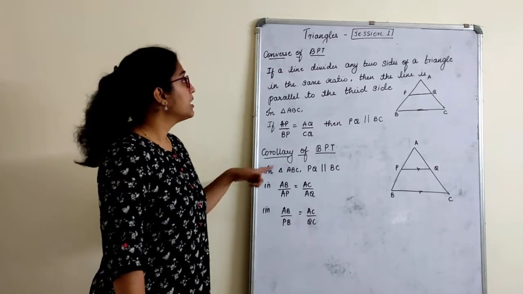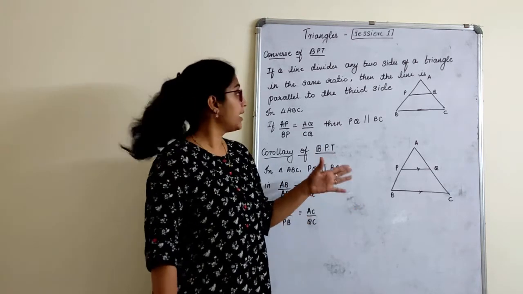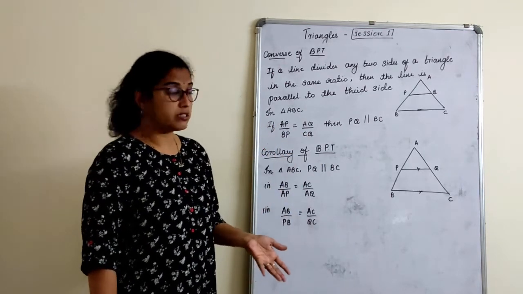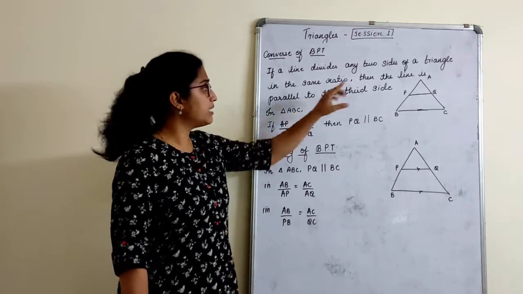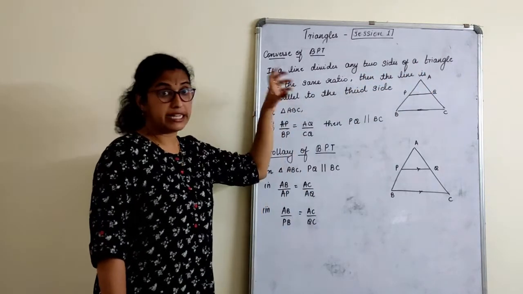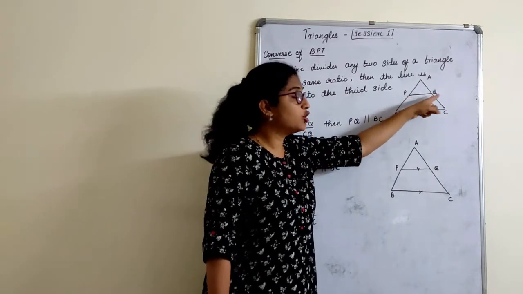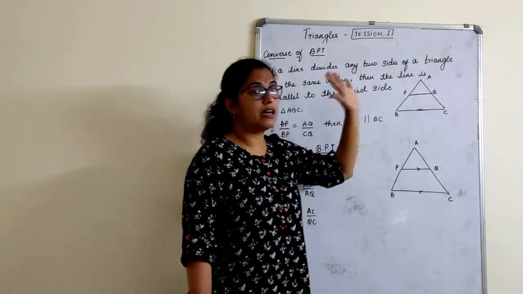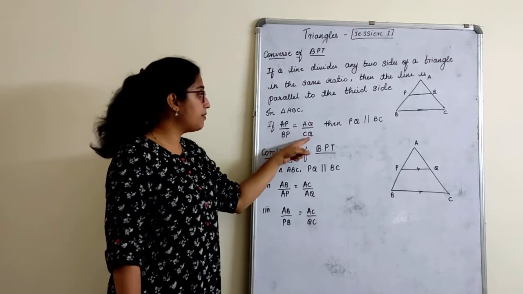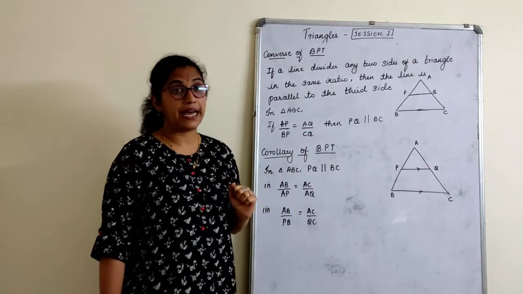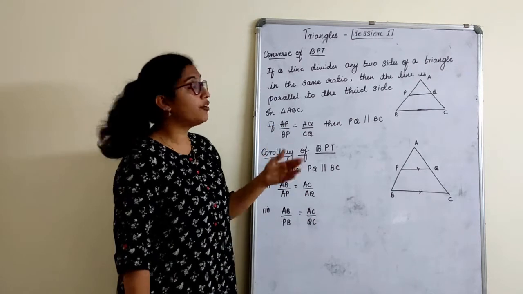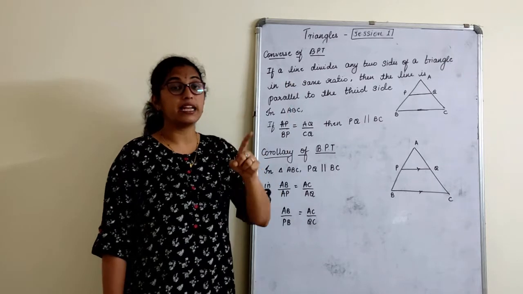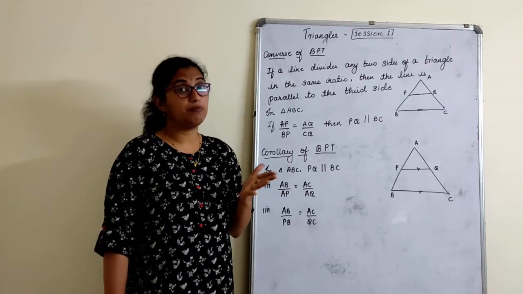Now what does it tell? If a line divides the two sides of a triangle in the same ratio, that is proportionally, then the line is parallel to the third side. That is, in a triangle, if I draw one line, I don't know whether it is parallel or not, but when a line is drawn, I see that the other two sides are proportional. If they are proportional, then the given lines are parallel. We can use this as the converse of the basic proportionality theorem. The proof will not be asked, but usually the statement is asked. Write the converse of BPT.